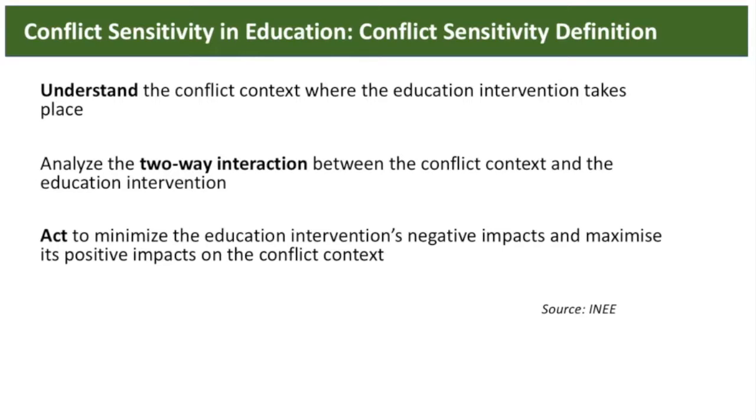When we look at the two-way interaction between the conflict context and the intervention, here we're looking more specifically at our intervention, and this in a way looks at the utility of the checklist that we'll be discussing today. And I don't want to start jumping ahead, but some of the questions that you want to look at are: who benefits from, who accesses the services or resources offered by the intervention? To which identity group do they belong? Who benefits, who does not? How does the intervention affect conflict dividers, power dynamics?